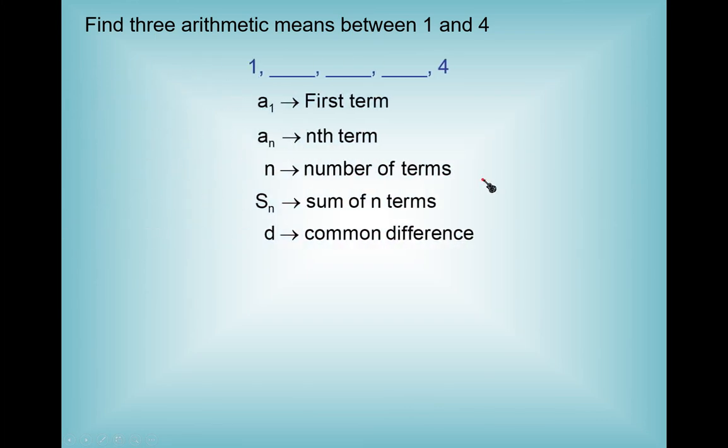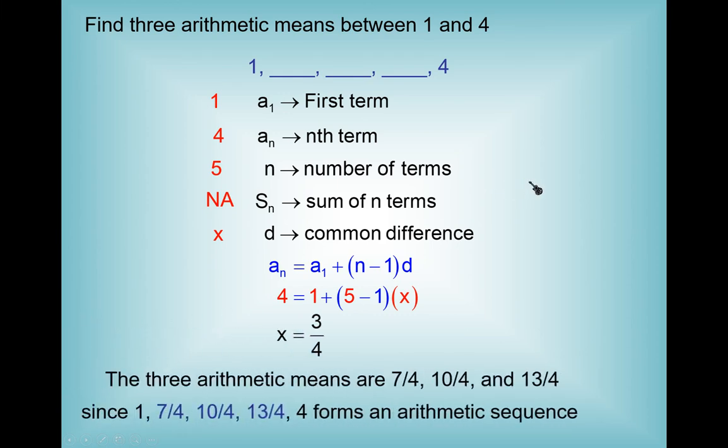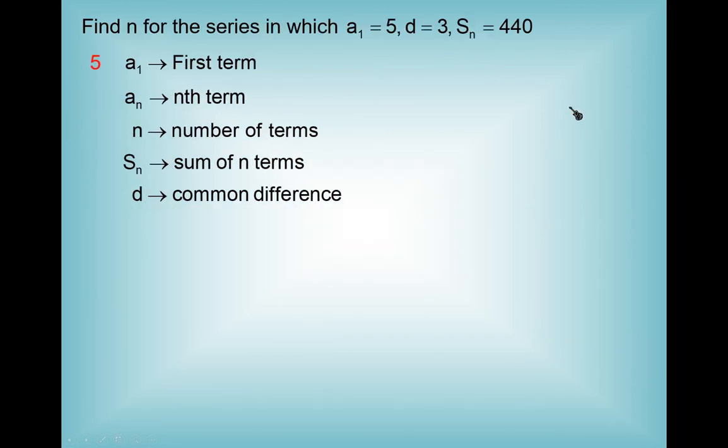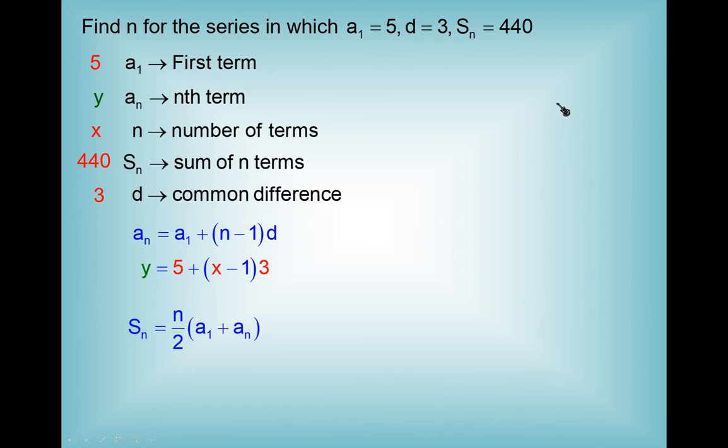So ganun pa rin. Hanapin lang natin. Substitute natin yung values. So ito yung mga possible niya na arithmetic means: 7 over 4, 10 over 4, then 13 over 4. Ganun pa rin. Substitute lang natin sa formula. Then i-simplify lang natin.